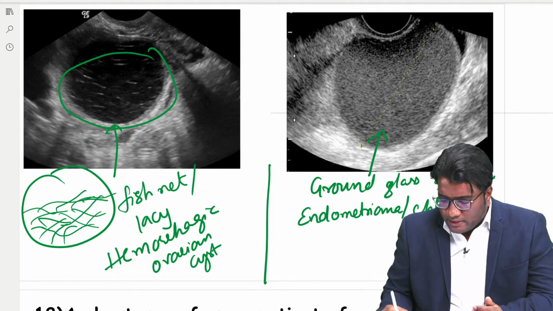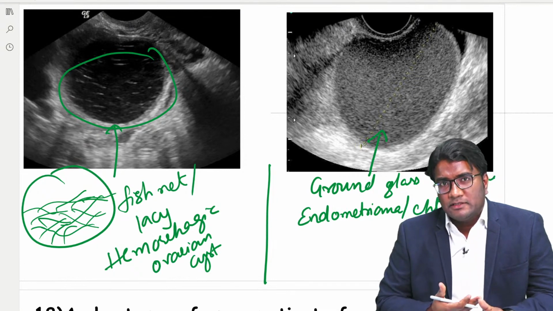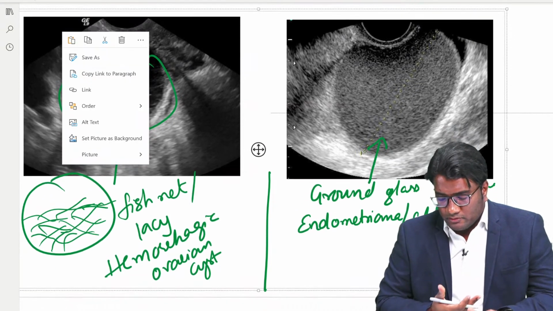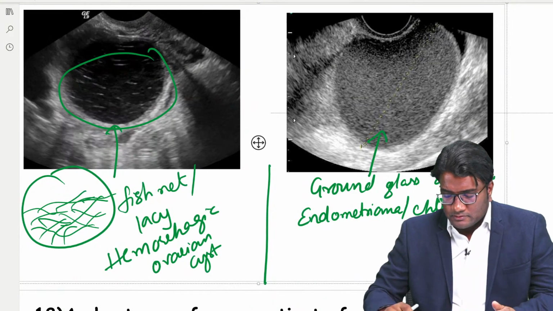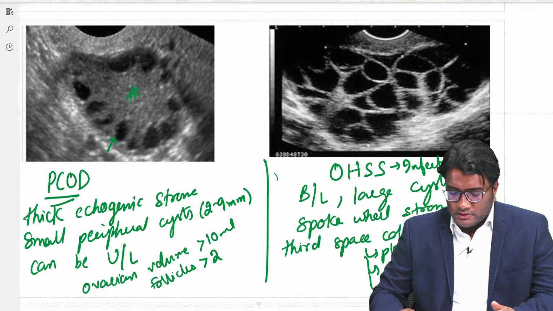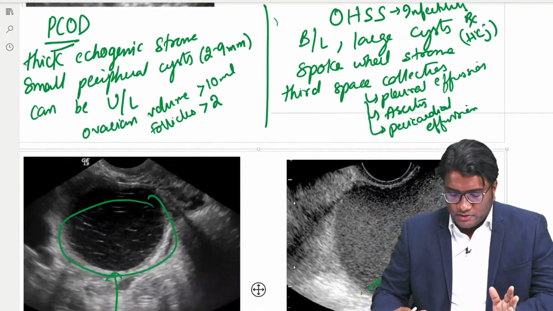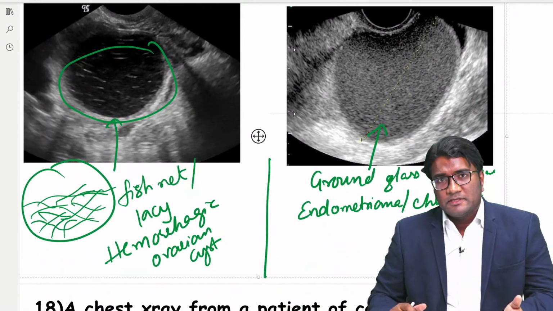So be careful with the images. Either it is a hemorrhagic ovarian cyst, or endometrioid cyst, or a chocolate cyst. Is it a polycystic ovarian disease or an ovarian hyperstimulation syndrome? So I hope you will manage that with the images in the future.